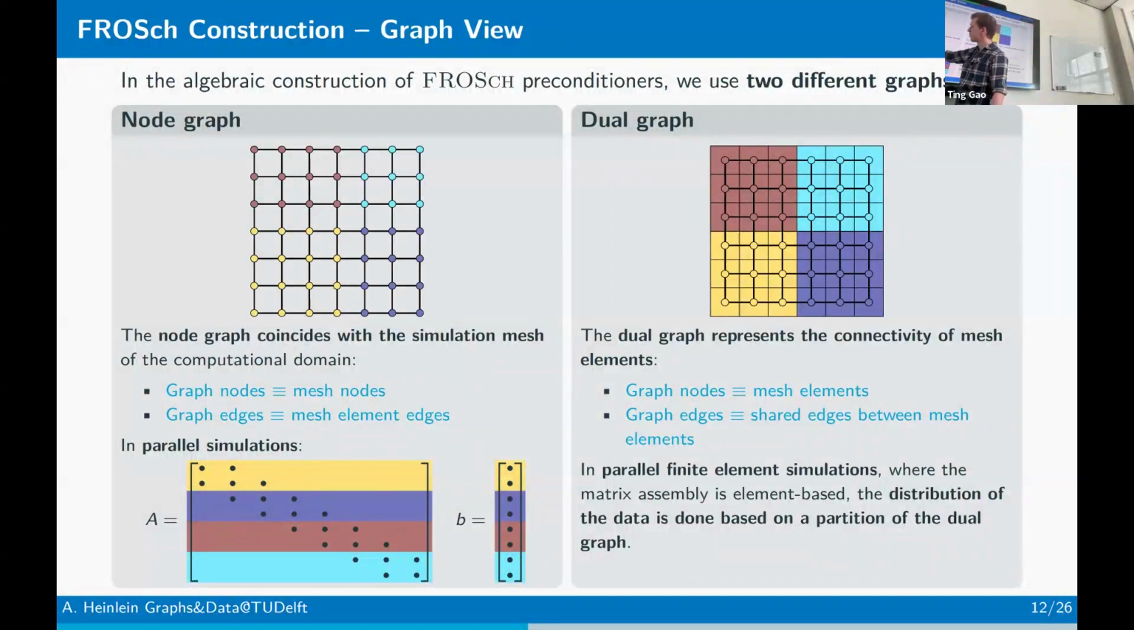So typically you get something where some of the rows, maybe one subdomain, belong on one rank, this is on another rank, and so on. So this is typically how you get the parallel distribution.